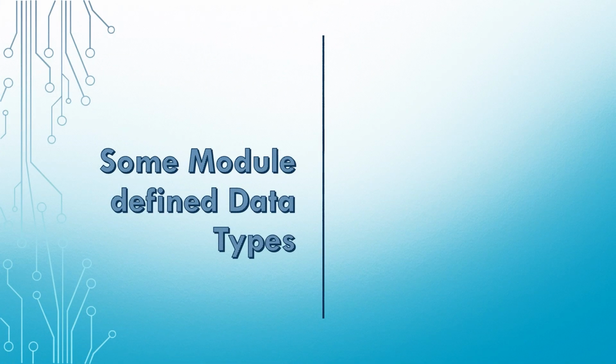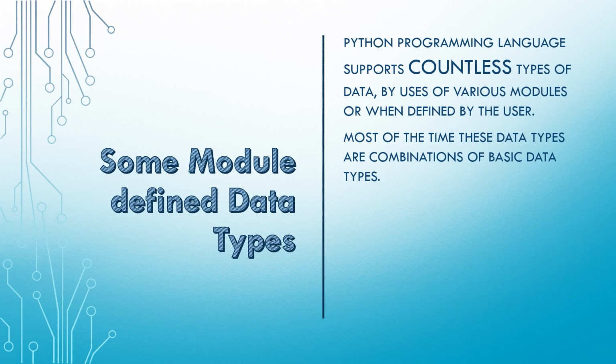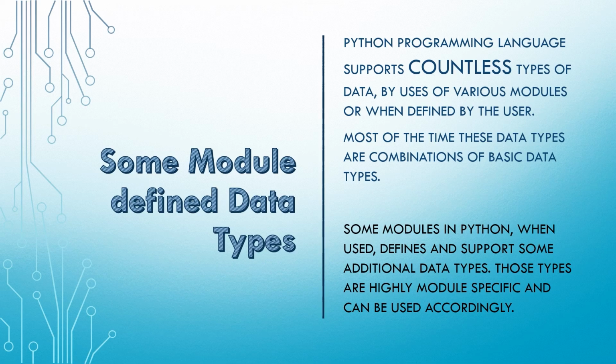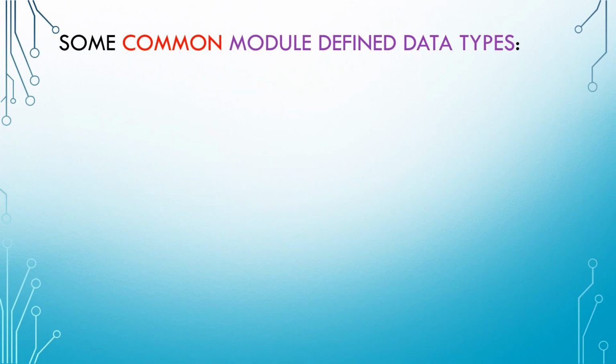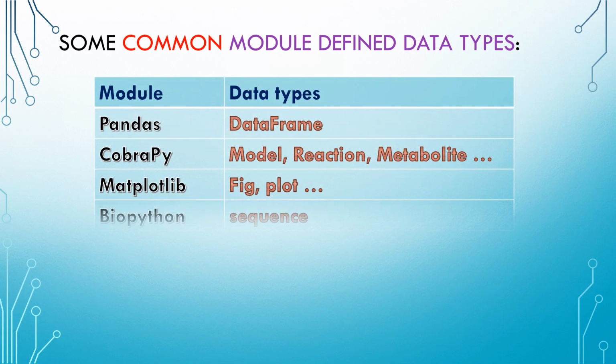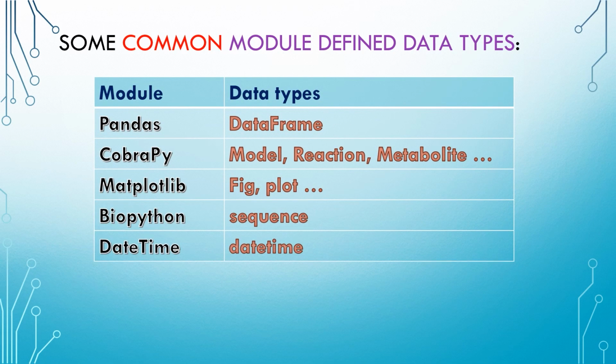Now there are some advanced data types supported by Python. There are actually countless data types the Python programming language supports, but they have to be defined by the user or by use of various modules. Most of these advanced data types are combinations of the basic data types. If you use any module-defined data type, the module has to be in use while you use that data type. Some common module-defined data types are the pandas DataFrame, the CobraPy model, reaction or metabolite data types, Matplotlib's figure or plot data types, BioPython's sequence data type, and datetime, a popular data type defined by the datetime module.